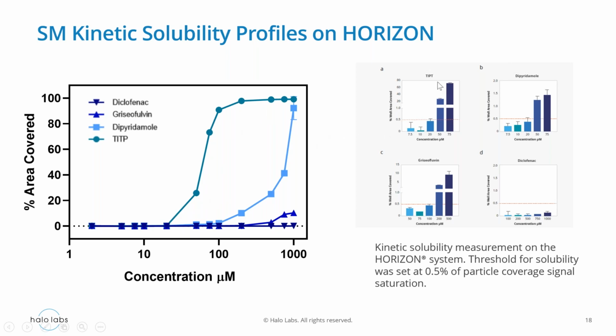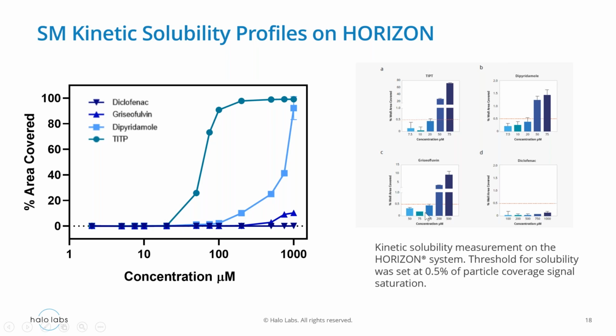So this is interesting. TITP, for example, starts precipitating at the same concentrations as dipyridamole, but the rate of TITP to become insoluble is much higher than the one for dipyridamole. So this is very interesting. Kinetically, they fit different exponential equations, and this is already information that is very valuable.